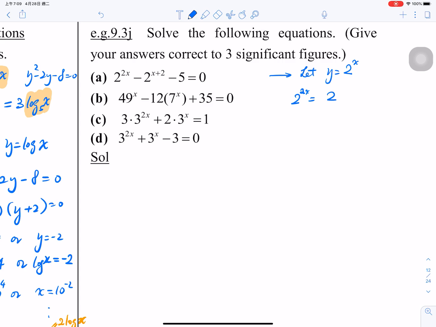Then what's this one? This one can be rewritten as 2 to the power x, all together a perfect square. Then how about this one? This can be written as 2 to the power x times 2 squared. That means 4, sorry, 4 times 2 to the power x. So you can break it like this and then afterward reform it as a quadratic equation.